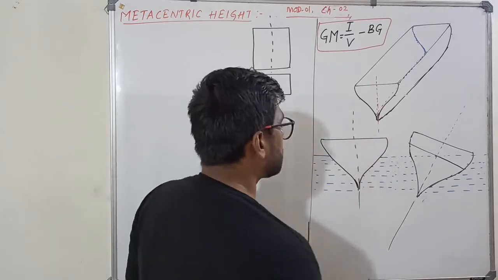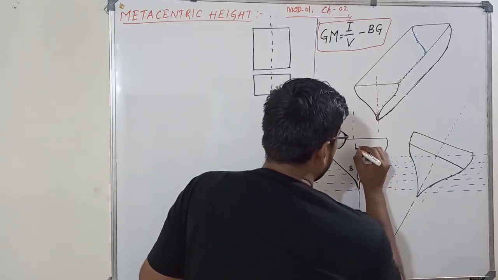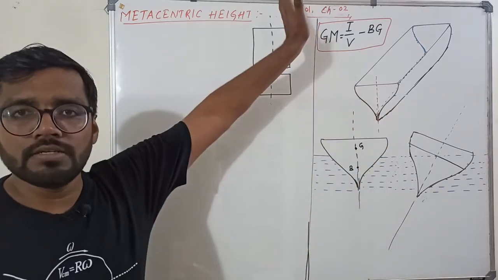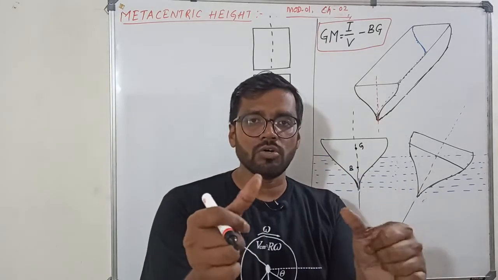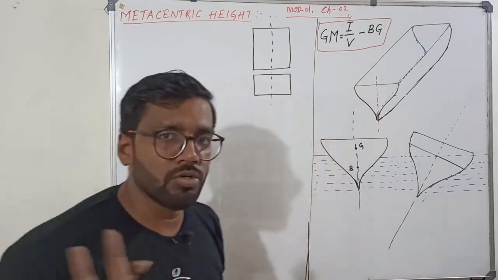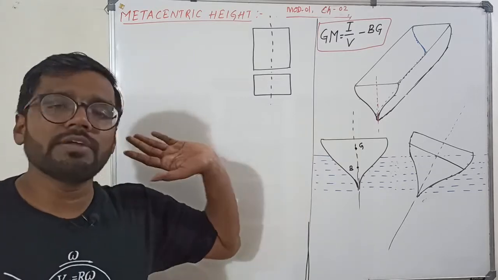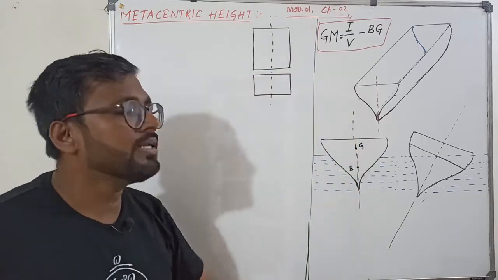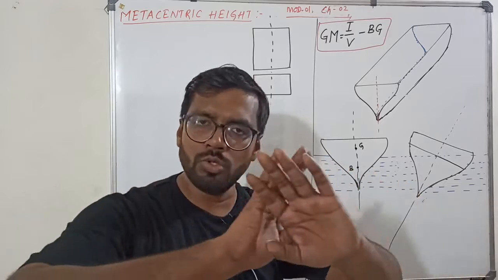Now, initially this shape is in static equilibrium. When I am talking about static equilibrium, that means the center of buoyancy B and the centroid G are acting on the same line. That means what is the net force here? It is 0. This is the condition of flotation where the net force has to be 0. That's why these two are on the same line. Hence there is no moment at all.